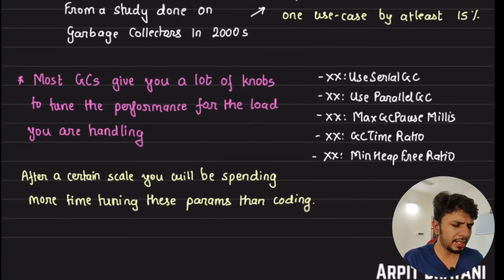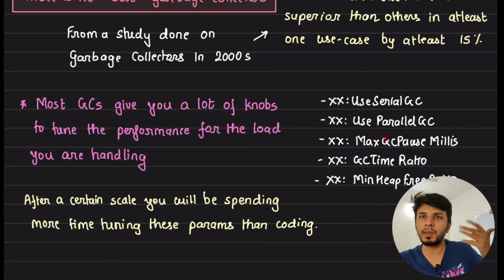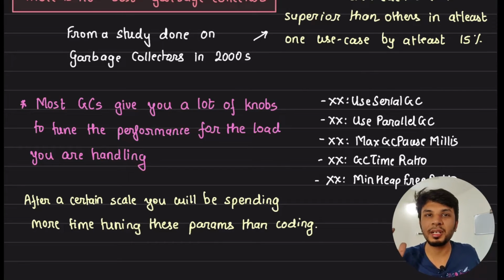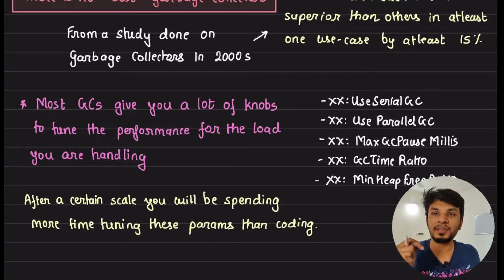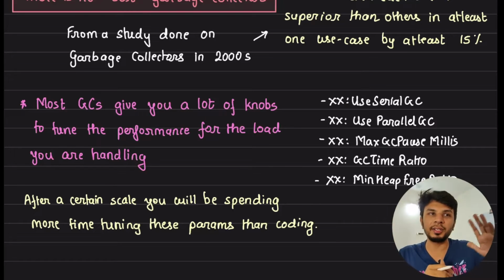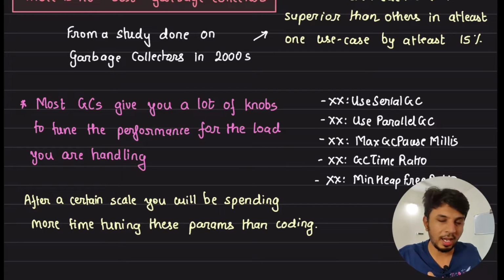Just a few things I want to point out: XX use serial GC, use parallel GC, max GC pause millis, which defines the maximum time your GC should be pausing, GC time ratio, min heap free ratio, and so on. There are 50 more parameters that you can tune depending on the GC that you have chosen. When you are picking a GC and tuning it for the best performance, you need to know these are all the parameters that I can tune. This is my workload. Run the test and see how it is behaving.